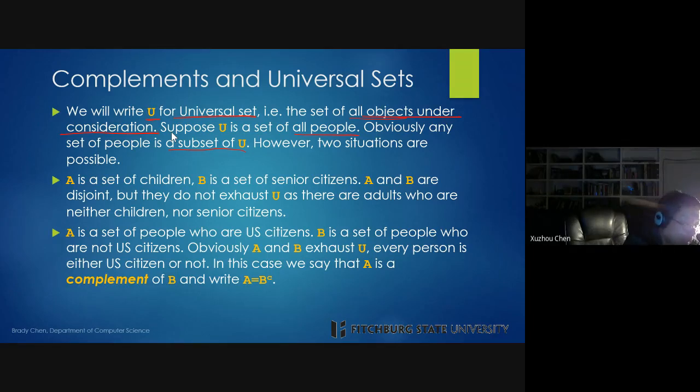Let's take a look at another case. Let's assume A is a set of children, probably children in a particular city or in a particular group, and B is a set of senior citizens. So A and B are disjoint. Now, what is the universal set?